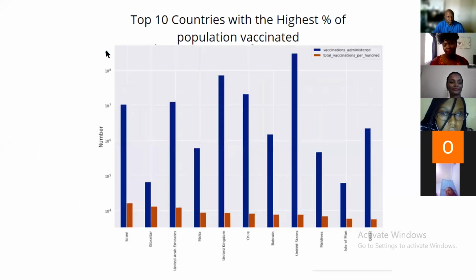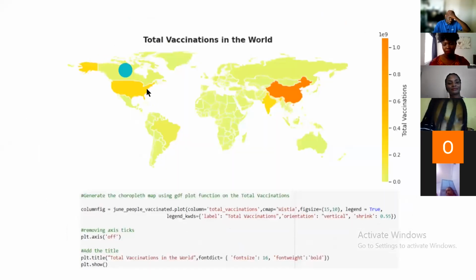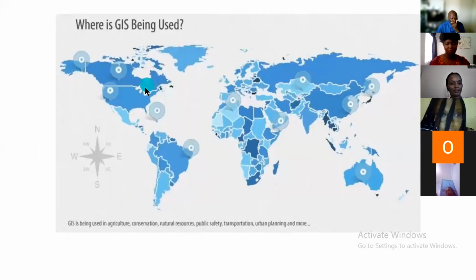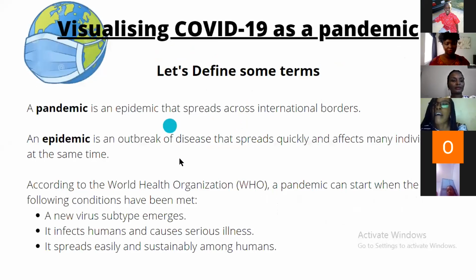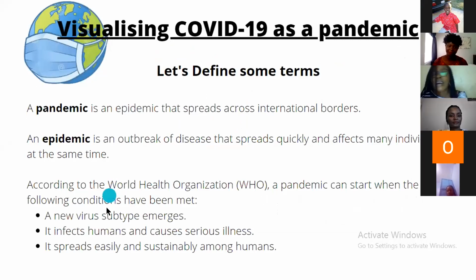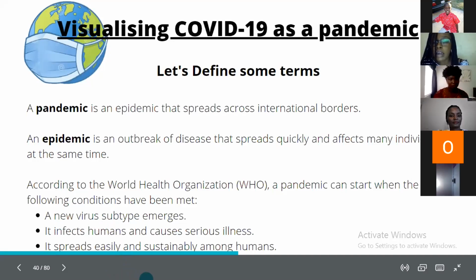So as we can see, this is what Emily has taken us through. Understanding COVID as a pandemic, we have all been using the term pandemic, and I would like us to understand that a pandemic is an epidemic that spreads across international boundaries. When I say the word epidemic, I mean a very serious disease that spreads across a very short period of time and affects many people. And this quite fits the description of COVID-19.